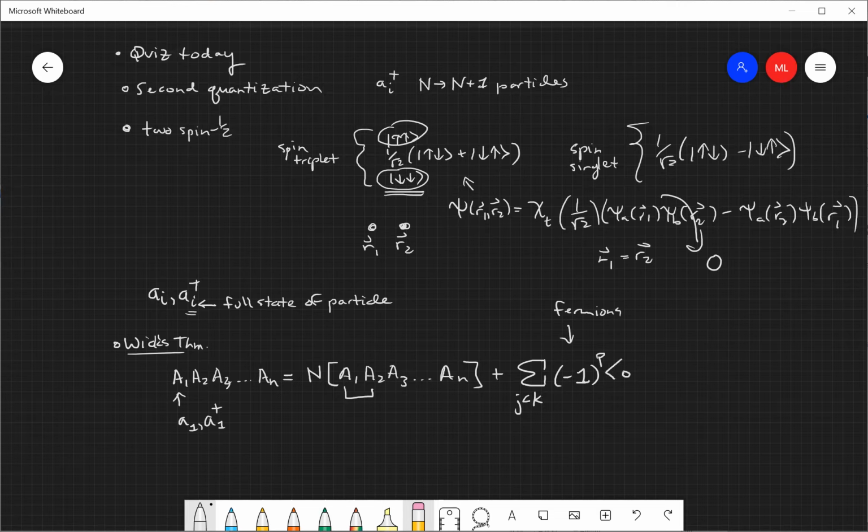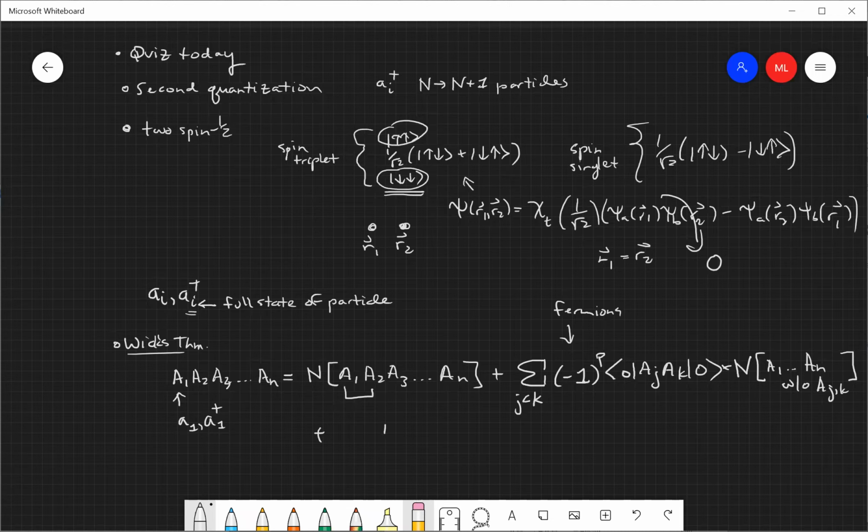Then you have a vacuum expectation value of those two operators that you picked out. That's what a contraction means. You just take the vacuum expectation value. And then this is all multiplied by the normal ordering of the rest of the operators. So A1 to AN without AJ and AK. So basically, the normal ordering of the rest of the operators with those two, AJ and AK, pulled out.